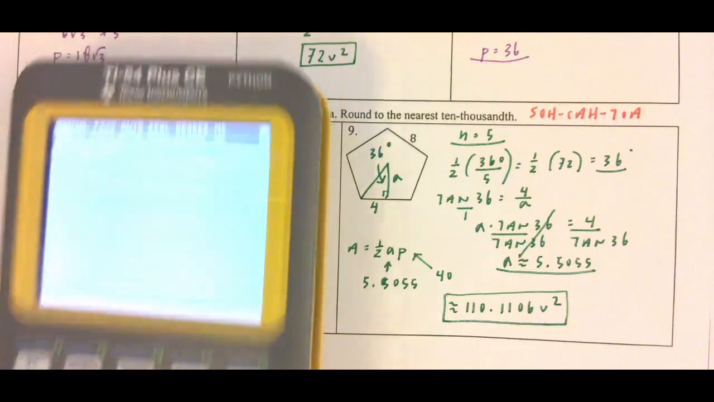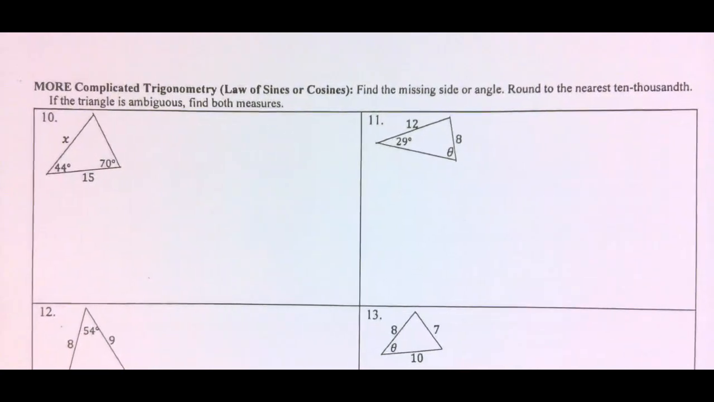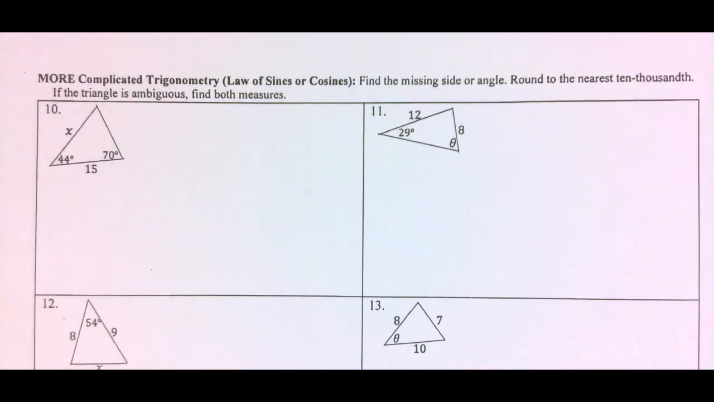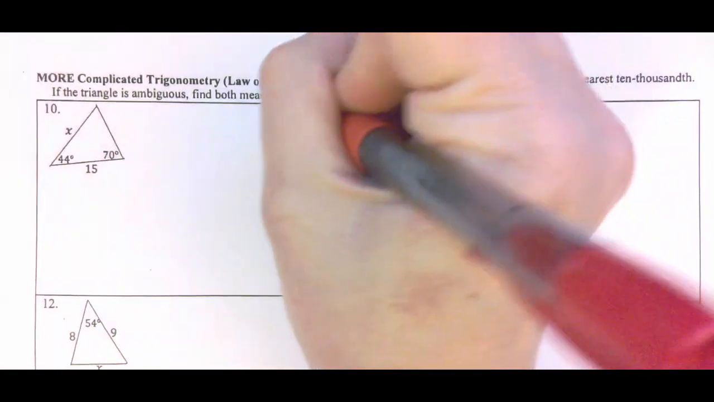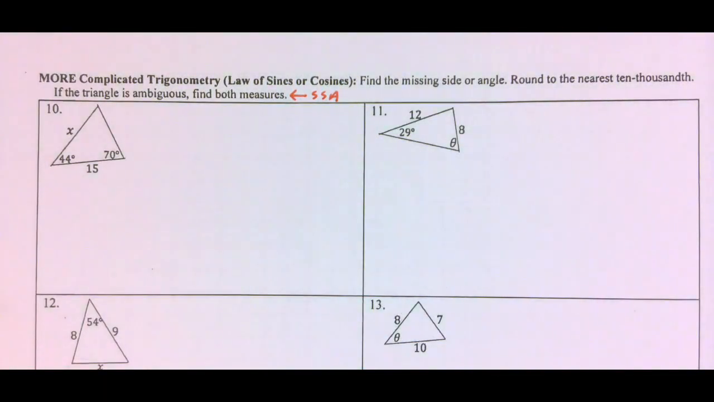All right, let's flip it over to the next page. This next page, I'm saying, well, now let's practice the more complicated trigonometry using law of sines or cosines. Find the missing angle or side measure. Again, round to the nearest 10,000th. And if the triangle is ambiguous, find both measures. That only happens, good reminder, when we have side-side angle, when we have the potential of the swinging door. So we use the law of sines when we have an angle with a side opposite.